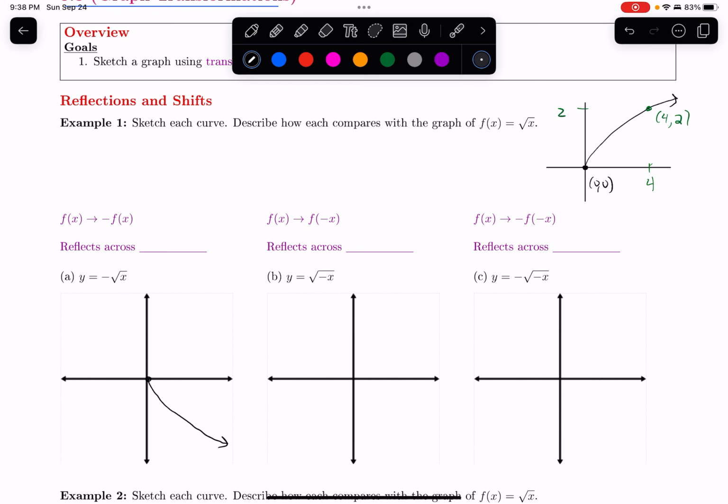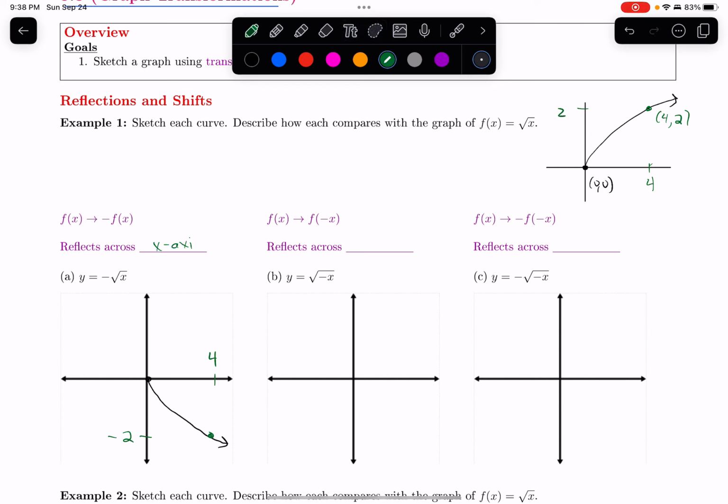And I could verify that if I were to plug in the same x-coordinate 4 in here. Square root of 4 is 2, but then this negative sign in front of it makes the output now negative 2. If I plug in 4, I'm getting negative 2, and that corresponds to a point down here in the 4th quadrant. So it makes sense that the y values have all become negative for this graph. The more general rule here is, if you have a formula f of x, and you stick a negative in front of the whole formula, it reflects the graph across the x-axis.